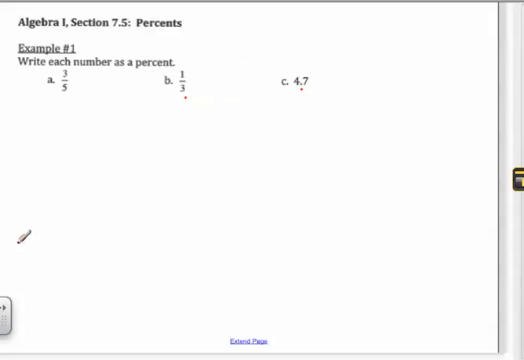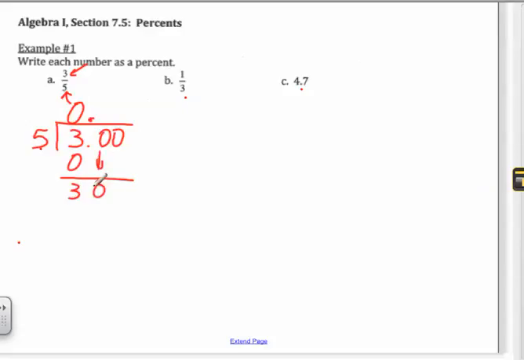If I have a fraction, I just need to change it to a decimal. I'm going to do this by hand here. A fraction is a division problem: the denominator goes on the outside of the house, the numerator goes inside, and we want to convert it to a decimal. I put my decimal in there. 5 does not go into 3 at all. 0 times 5 is 0. Subtract, bring down. 5 into 30 goes 6 times. 6 times 5 is 30. We're done. Changing that to a decimal gives us 0.6.